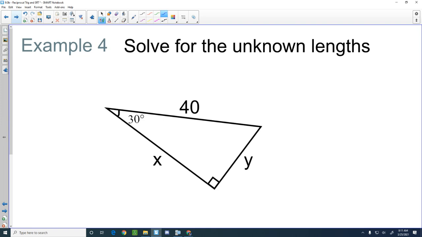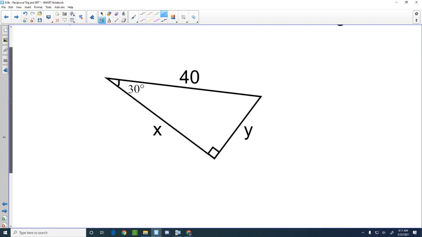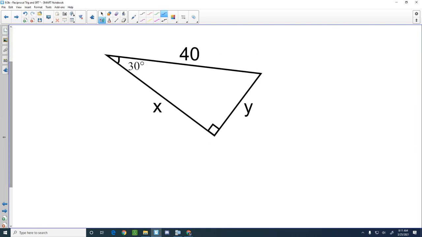All right, solve for the unknown lengths. Let's take a look. First, identify the type of triangle. I see one 30-degree angle, so right away I know this must be a 30-60-90 because there's a 30, there's a 90. Then this last angle has to be a 60-degree angle. So now the 40 that's given, which side is that? Is that short leg, long leg, or hypotenuse? It's the hypotenuse because it's across from the right angle.